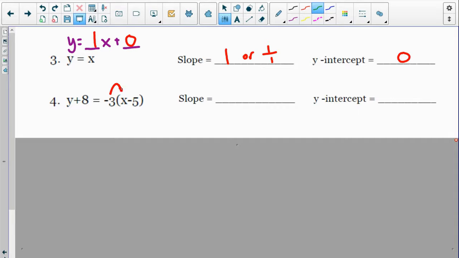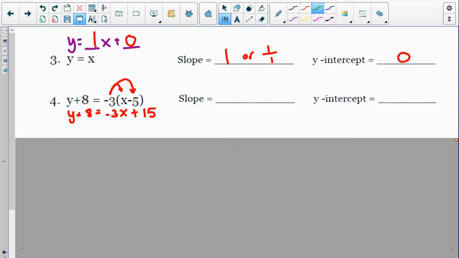And this is something you're going to learn in a future lesson. We're going to distribute. We get y plus 8 equals, and we distribute the negative 3, so we get negative 3x. And then when we distribute, remember you're multiplying a negative 3 times a negative 5, which gives you a positive value, positive 15. Okay, so that's step 1, distribute the right-hand side.